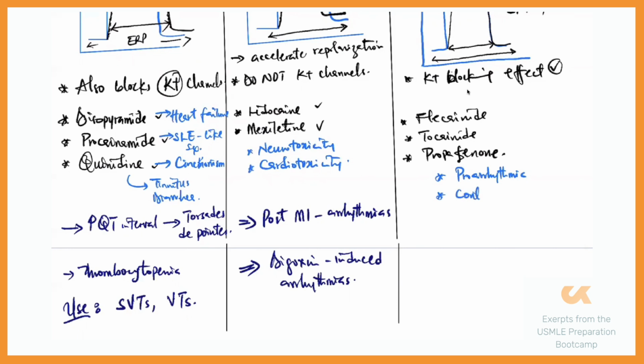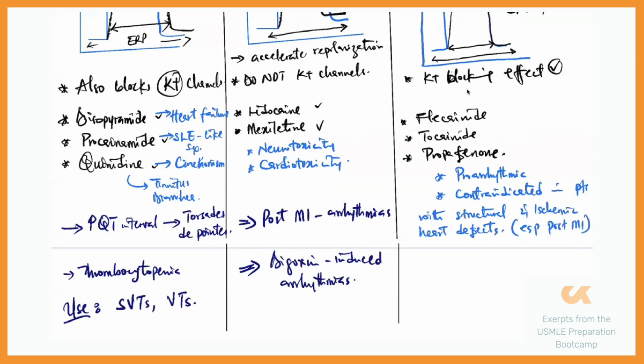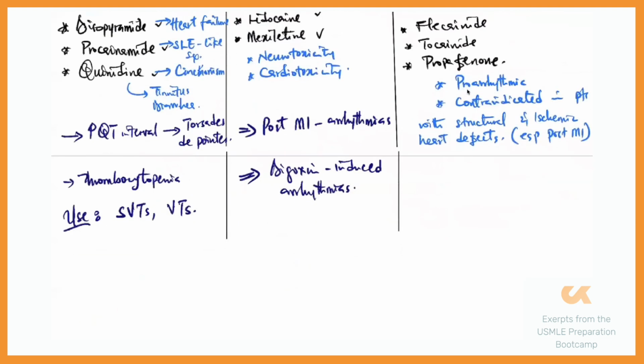And you want to know that these medications are contraindicated in patients with structural and ischemic heart defects. So if someone has an MI, you are not giving them a class 1C antiarrhythmic medication.